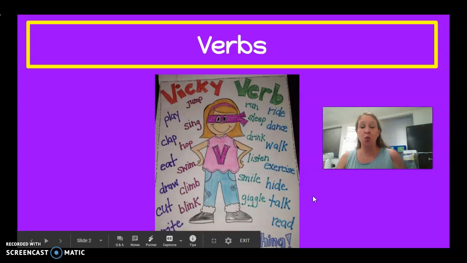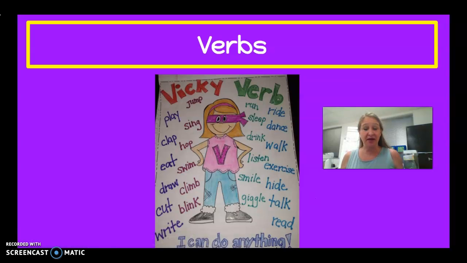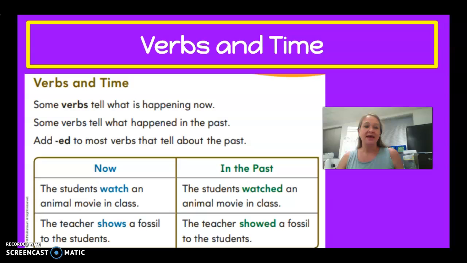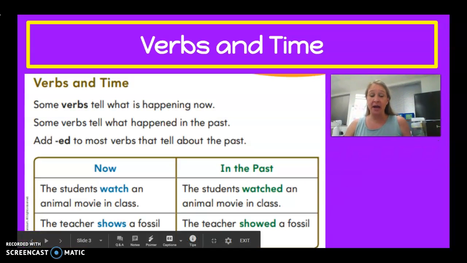First, let's review what a verb is. She tells us to do something. She tells us to run or ride or sleep or dance or cut or draw or swim or hop. She tells us to do lots of things, right? Now, what happens when we did something in the past?